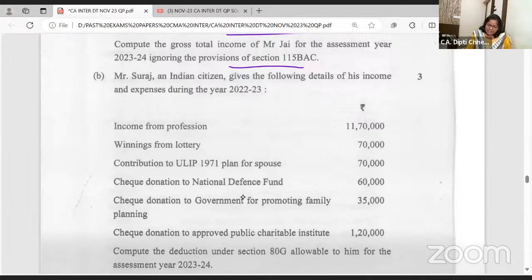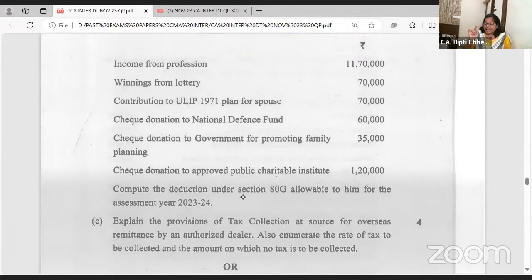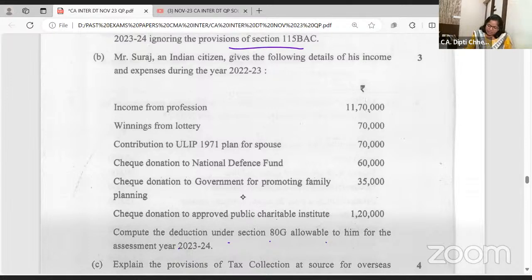3 marks. Suraj, an Indian citizen, gave the following details. This is an ATG deduction. Compute under ATG. Income from profession and winnings from lottery. So what is the gross total income?